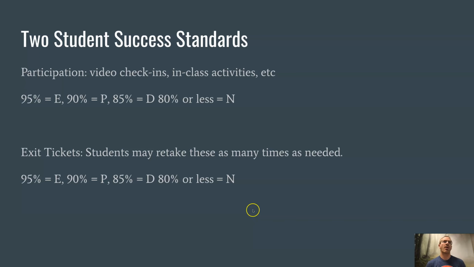Another big piece are our exit tickets for our course. So every time we do a lesson, we do practice in class, and then the exit tickets give us feedback on what the students know. And they can do these as many times as they need to get a good score, and we really want them to do that. So it really summarizes each lesson, and it also prepares them for the assessments and what types of questions you're going to see on the assessments. And then once again, you can see the same scoring system as we do for participation, to earn an E, P, D, or N.